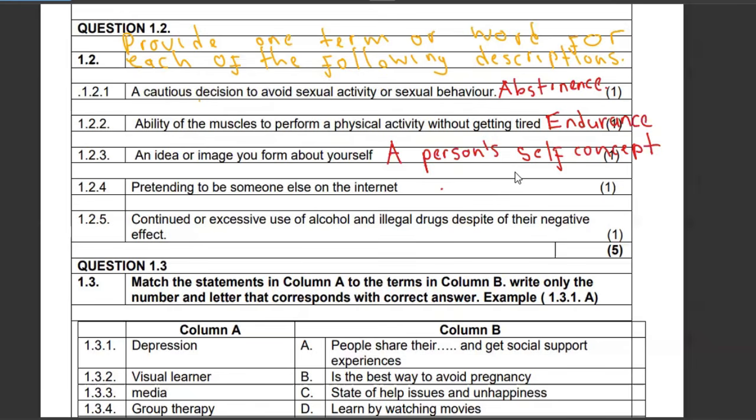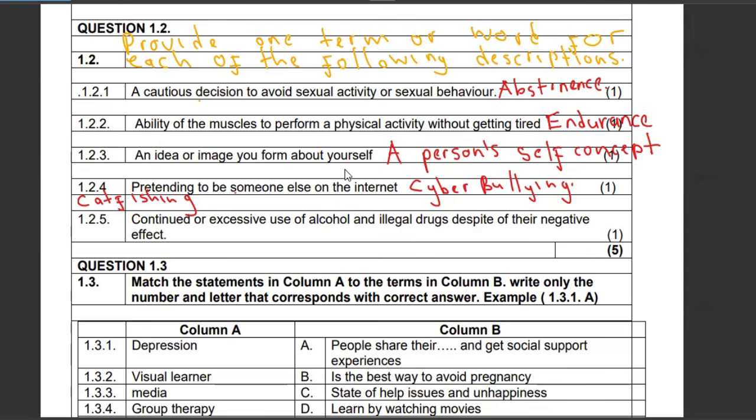Then pretending to be someone else on the internet. When you are pretending to be someone else, it is a typical example of cyberbullying. That is a type of cyberbullying. All right, so we said that it is a type of cyberbullying, but there are also specific terms which can be used for it. It can also be called catfishing.